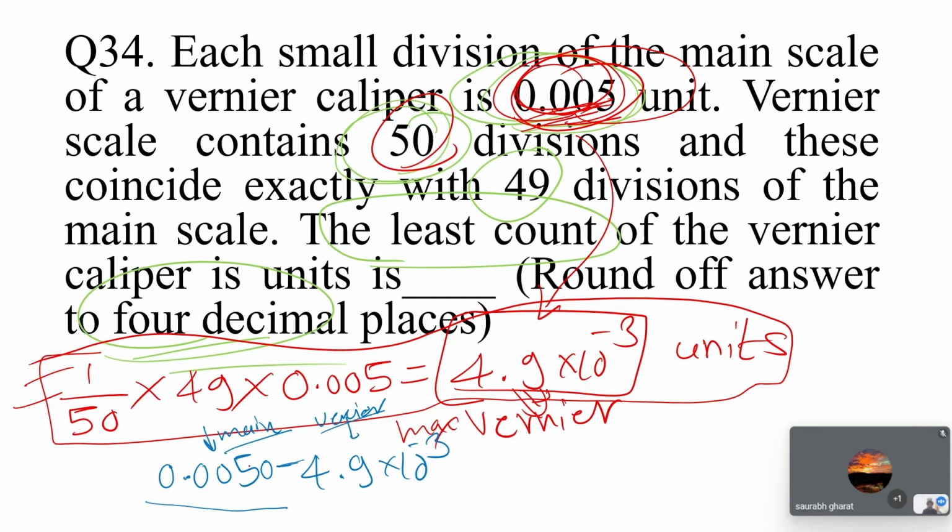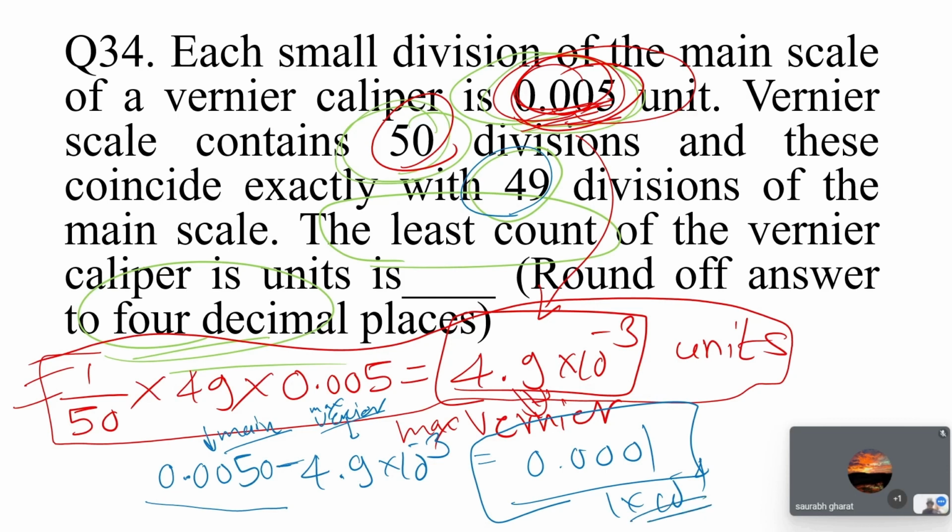If you subtract this part, this is what you can measure on the main scale. This is the maximum, because your 49 divisions are matching with the 50 parts on the main scale, so this is actually the maximum on the vernier scale. If you do this, you get your least count. It is that simple. So the least count will be 0.0001, so 1 into 10 raised to minus 4 will be your answer. This is your main scale, this is the maximum vernier scale measurement, so you need to subtract this part to get the least count.